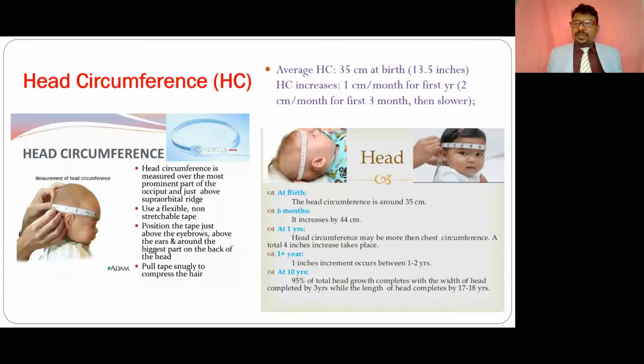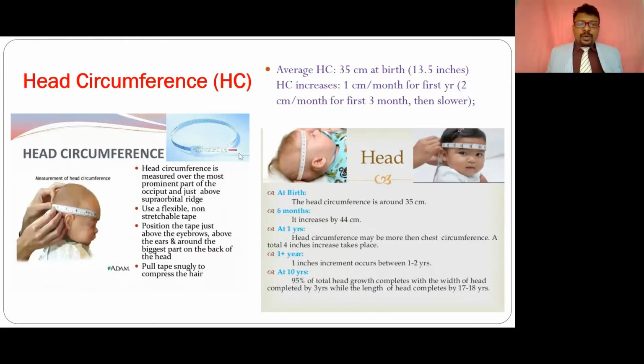Normally, the head circumference at birth should be 35 centimeters, which is around 13.5 inches. It then increases by 1 centimeter per month for the first year, and 2 centimeters per month for the first 3 months. So in the first 3 months the baby's head size increases by 2 centimeters every month. Then it becomes slower in the remaining period.